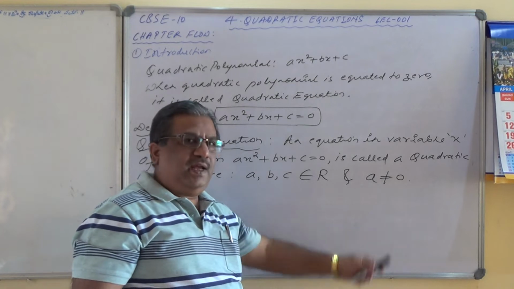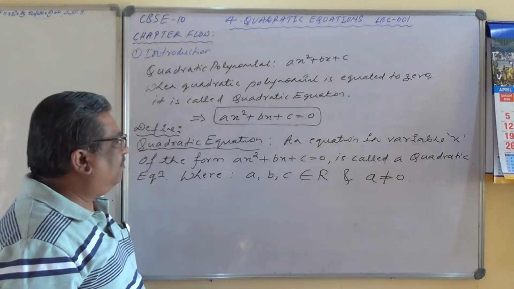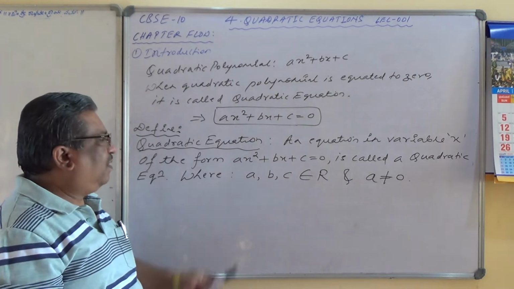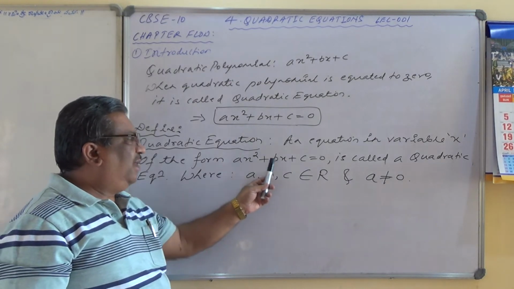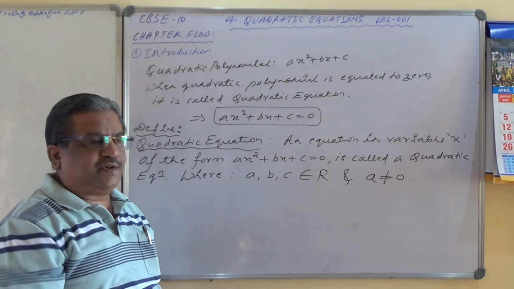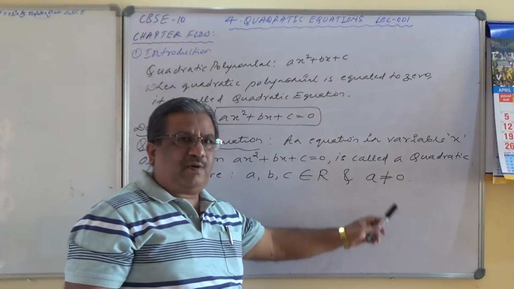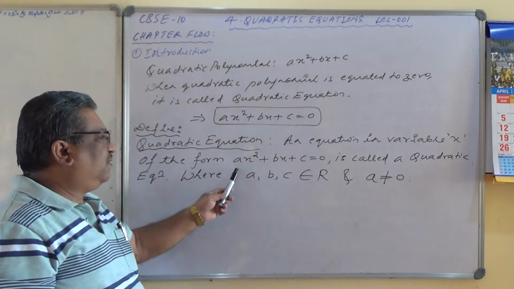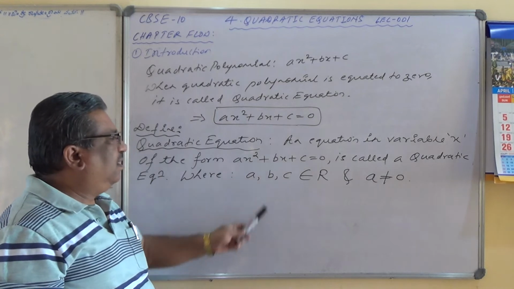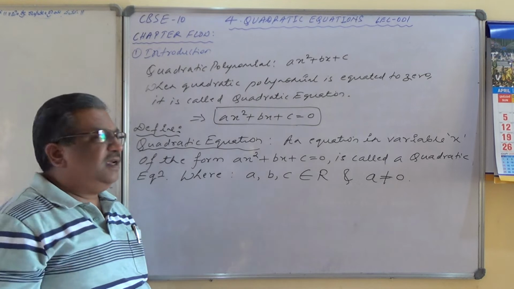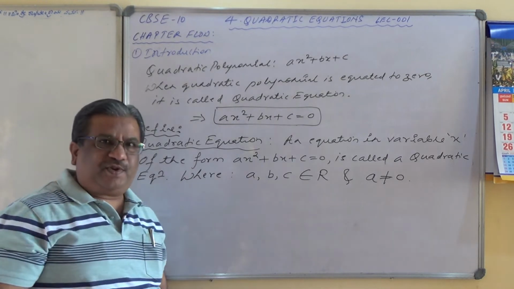With the condition a should not be equal to 0, the meaning here is, if a is 0, it reduces to a linear equation, because the first term becomes 0 and the remaining is bx plus c equals 0, which is nothing but a linear equation. Hence the condition is a should not be equal to 0. Remember, a is the coefficient of x square, b is the coefficient of x, and c is a constant term. Collectively, we can call a, b, c the coefficients also.